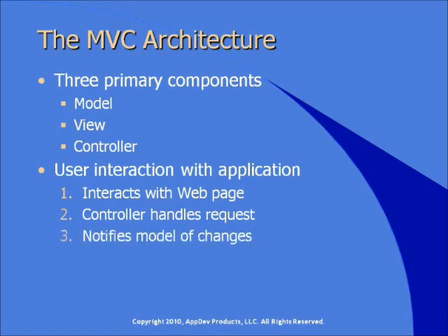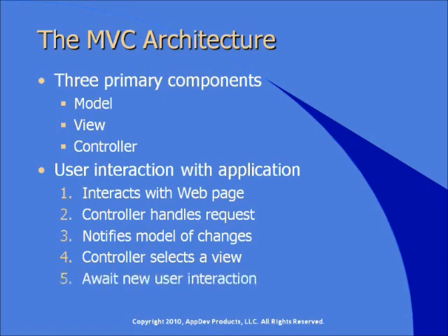Third, the controller notifies the model of the user's action, usually resulting in a change to the model's state. Keeps track of what's going on and what's happened. Fourth, the controller then selects a view, which queries the model, uses the data contained in the model, in order to generate a new web page. Essentially what's happening is the controller tells the view to generate itself based on the current model state. And then the user interface, the web page, awaits a new interaction from the user, and the whole cycle starts over again.